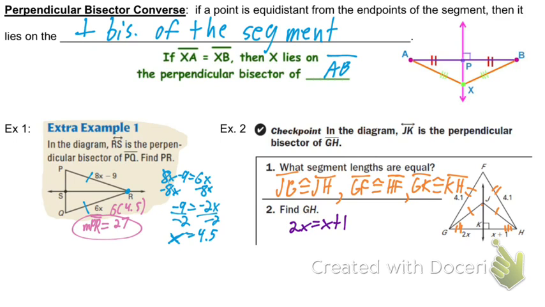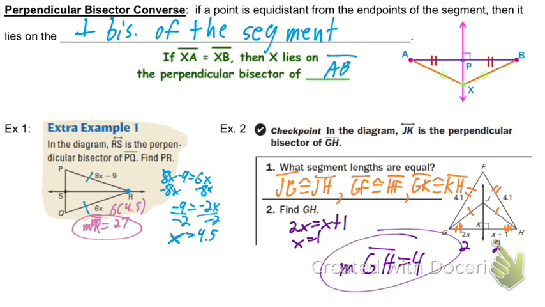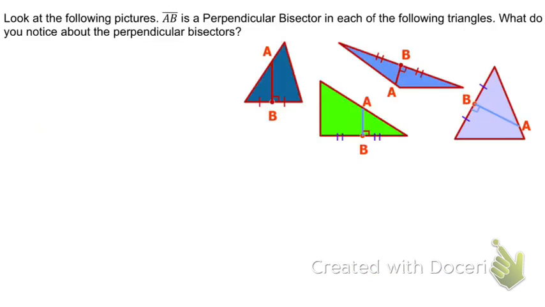Okay. So subtract x, and x is 1. Plug it in, you get 2, and you get 2. So what's the measure of segment GH? 4. It's 4. Quick maths. Question on that? Alrighty. Continuing on, if there's no questions on that.